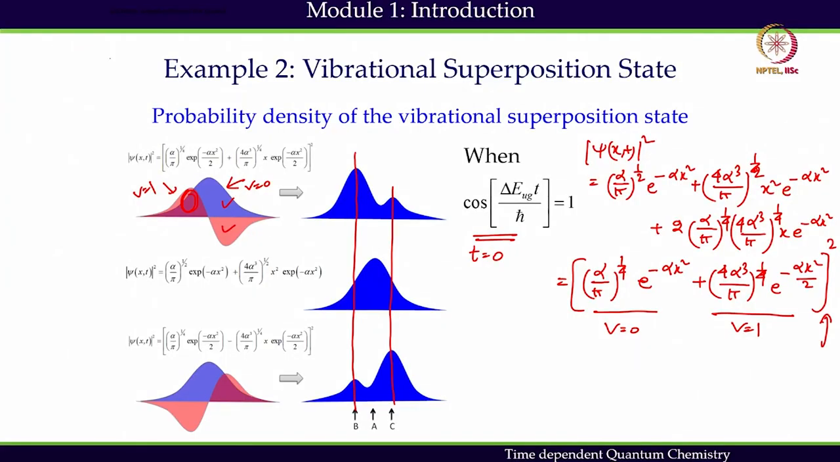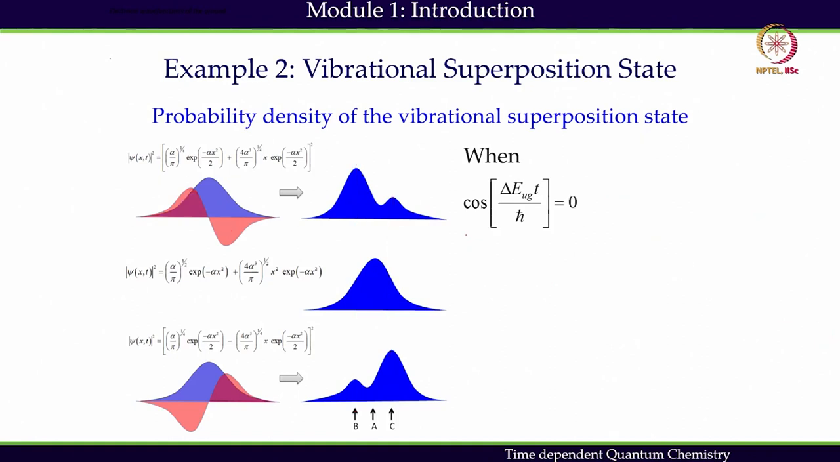Welcome back to module 1 of the course time dependent quantum chemistry. We have been discussing vibrational superposition state, and we have shown that for the cos function equals 1, which means that at t equals 0 at the beginning of the superposition, we have proved that the density will be localized or more at a particular point, which we are defining as B point in the space. And we will look at what will happen next if we make the cos value 0.